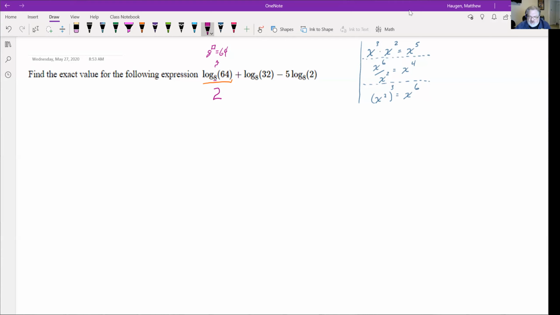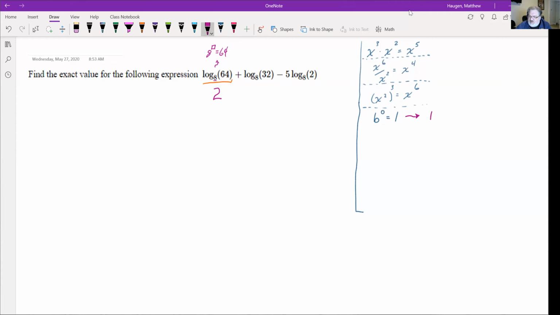Well, we have a list of properties. And those properties for logarithms are really based on what we know about exponents. For every exponential property we have, there's essentially a corresponding logarithmic property. So, for example, we do know that any base to the 0 power is equal to what? 1. Is equal to 1. That exponential property yields a logarithmic property.